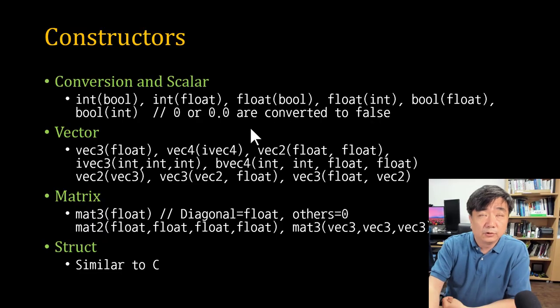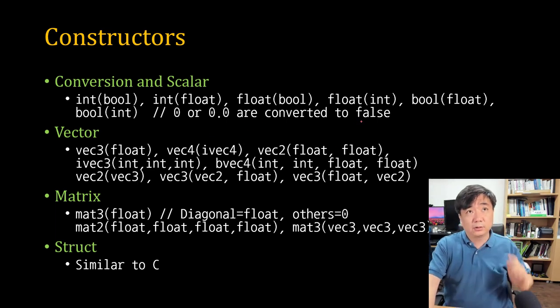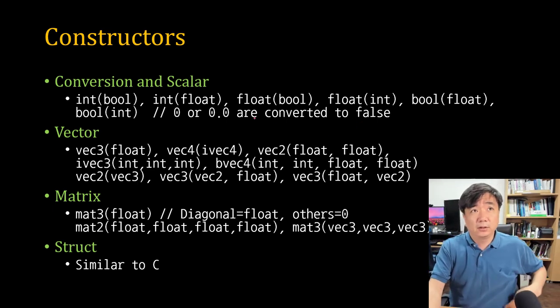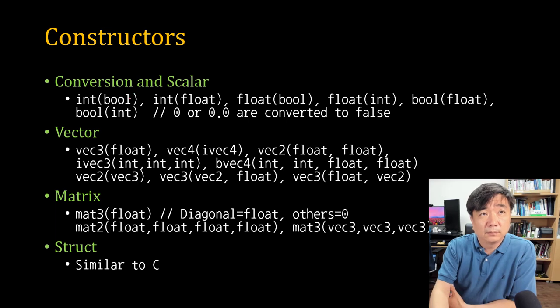Okay. Sometimes the shading language is very similar to C++ or JavaScript. It's object-oriented, and constructor features exist in the shading language. For example, we can change boolean into integer and float into integer. We can change bool into float, integer to float, float to bool, integer to boolean. In the case of bool, only 0 or 0.0 is converted to false, and other numbers can be converted into true except 0.